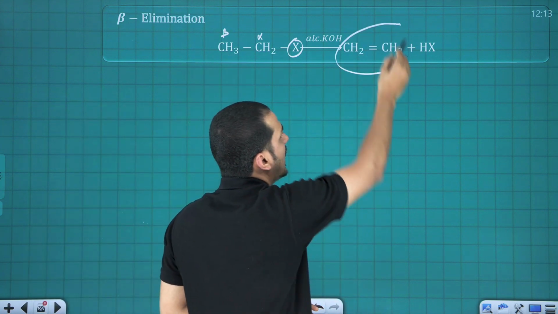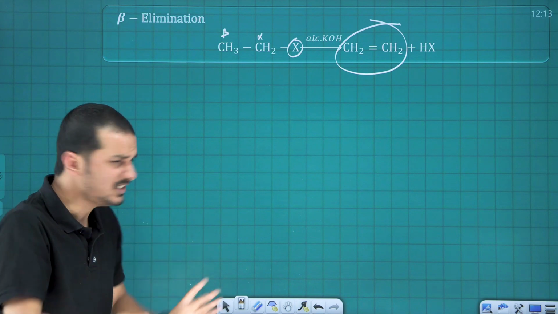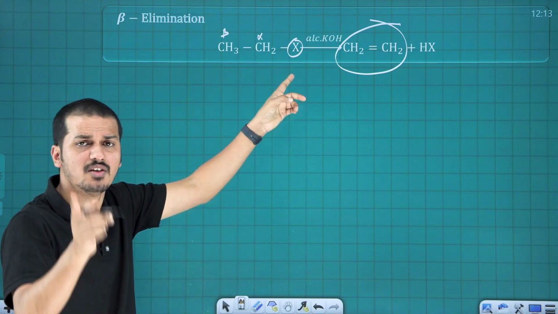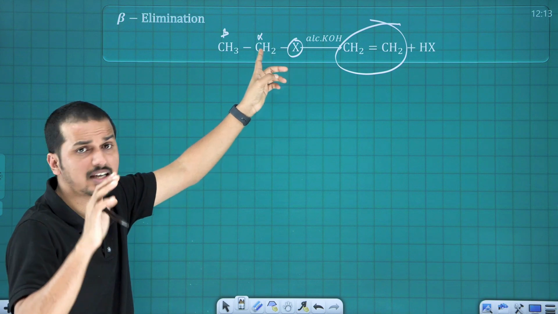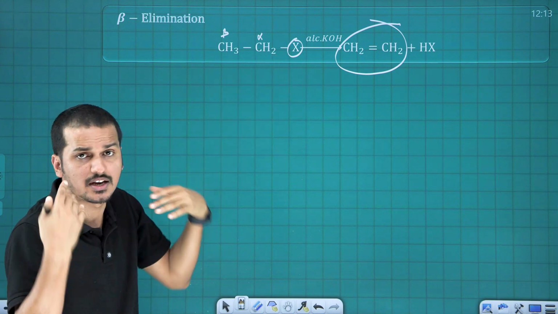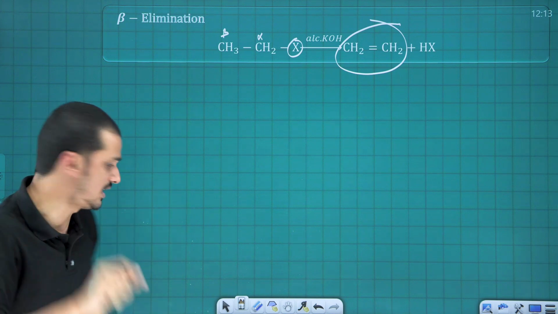You will get an alkene. This is what is called a beta elimination. If it's an unsymmetrical haloalkane, what can we do? We can use the Zaitsev rule also. That idea you have to keep in mind.